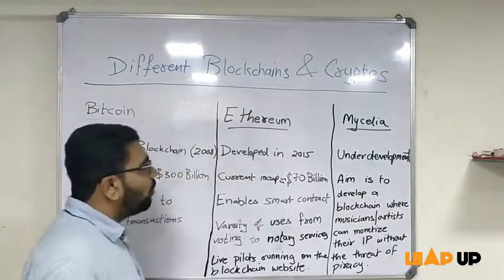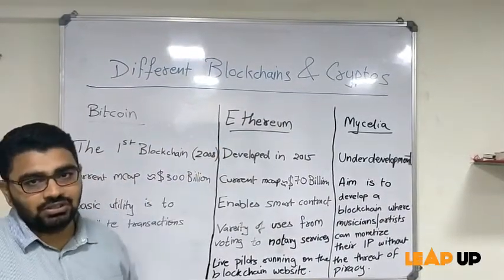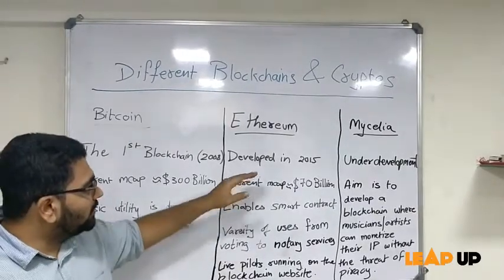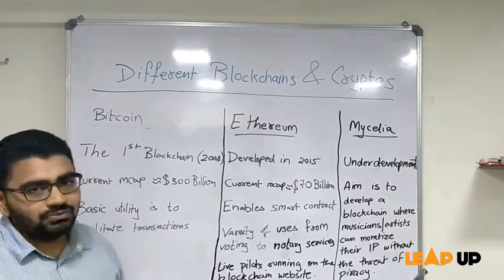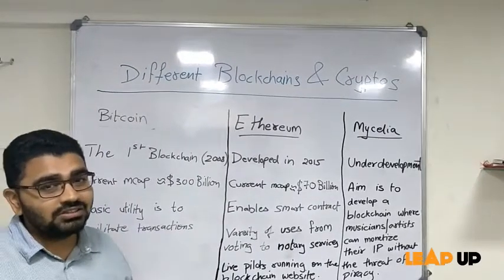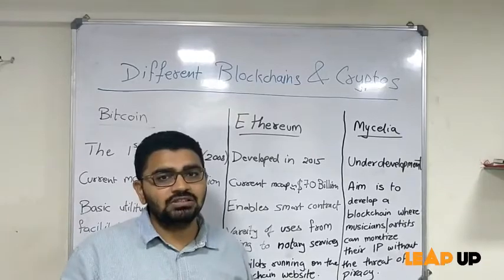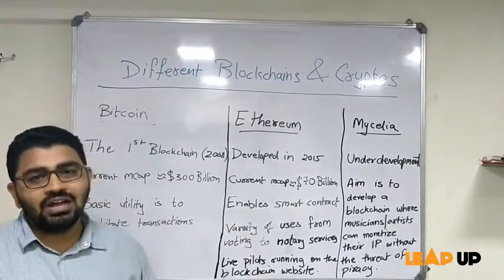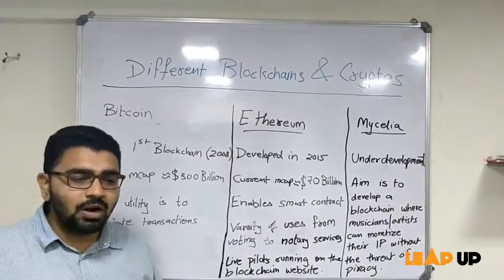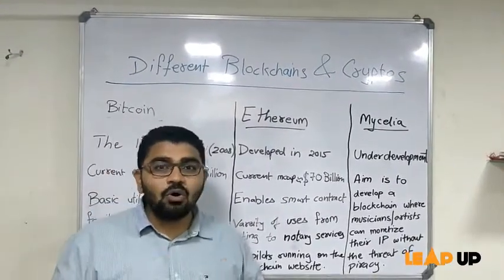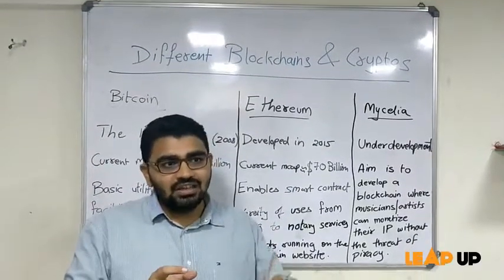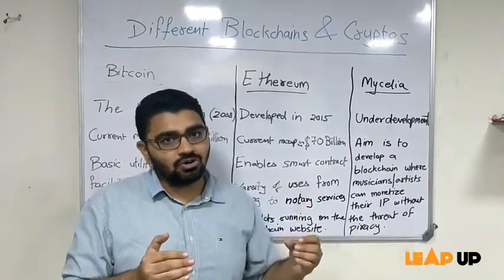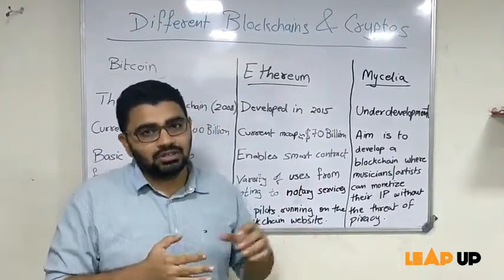The next one that I want to discuss is the Ethereum blockchain. On the Ethereum blockchain, the cryptocurrency is called Ether. This blockchain was developed in 2015 and is considered one of the most promising blockchains there is. Why? Because it works on something called a smart contract. Now what is a smart contract? A smart contract is an automated contract which checks whether the conditions specified in the contract are met or not met, and according to that payment is released.